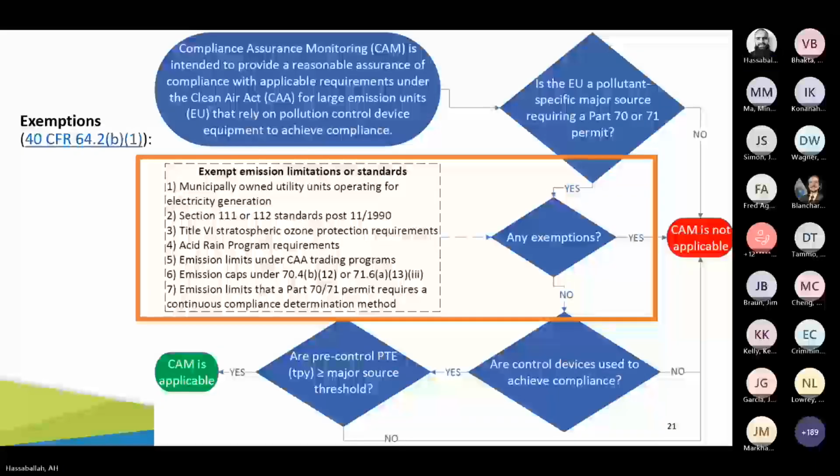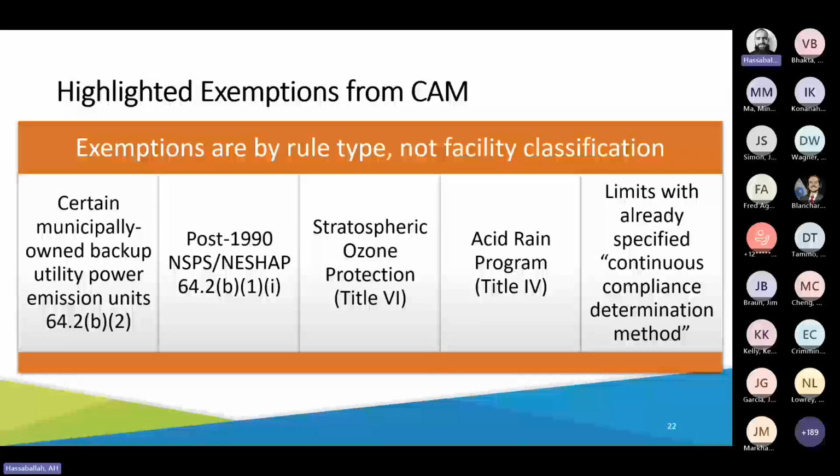Okay. This next slide is a blow up of the major or common exemptions. In addition to the first two, we have other exemptions that apply to the acid rain program, your Title IV, stratospheric ozone protection, and limits that already have continuous compliance determination methods. Those are exempt.